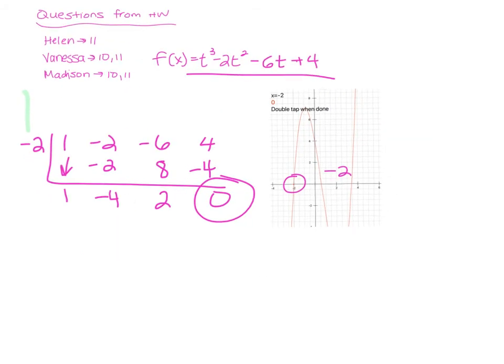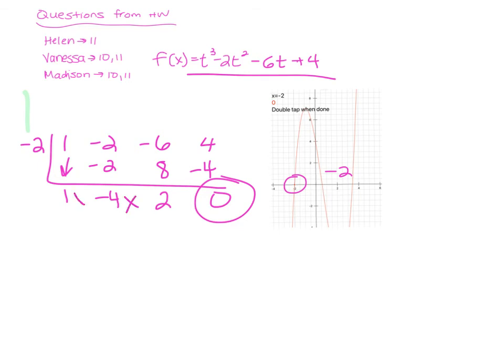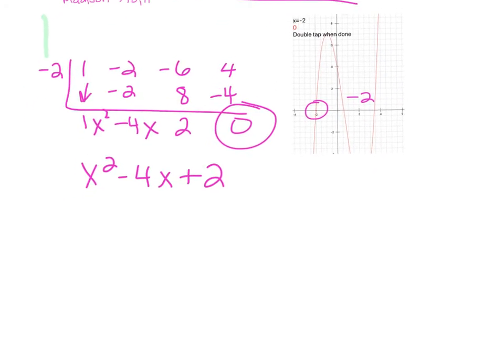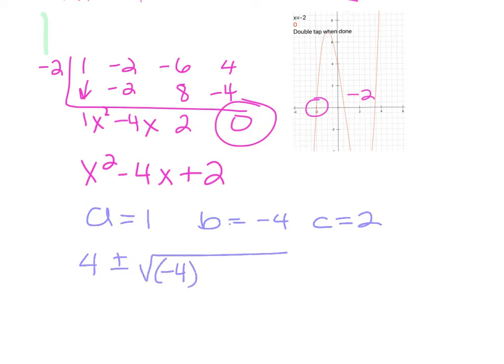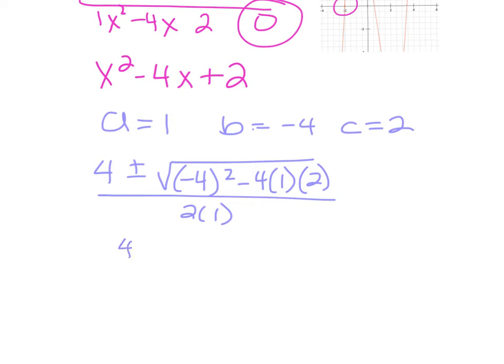There's the remainder we want because we need it to be a 0. And then this becomes x squared minus 4x plus 2. Now, today, all of them were factorable. This is not factorable, which means we have to use the quadratic formula. So a is 1, b is negative 4, c is 2, and I get negative b plus and minus the square root of b squared minus 4 times a times c, all over 2 times a. I get 4 plus and minus the square root of 16 minus 8, over 2.